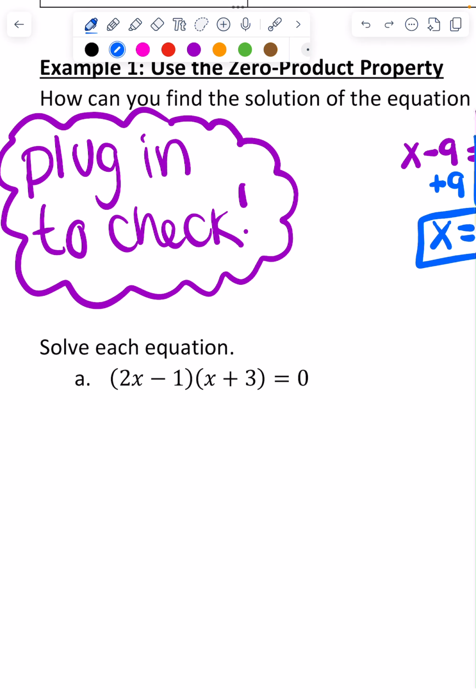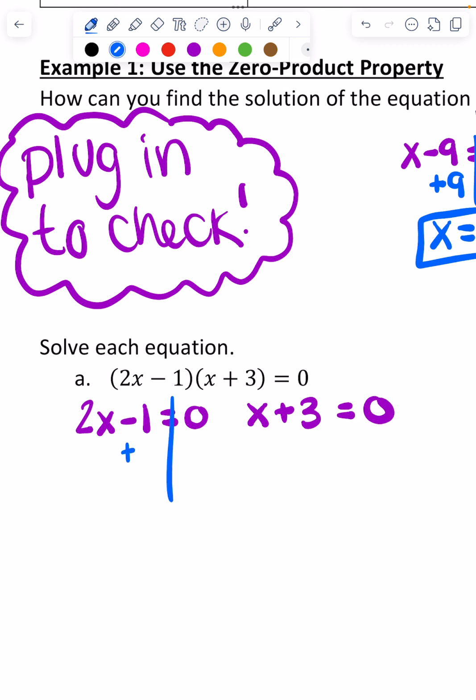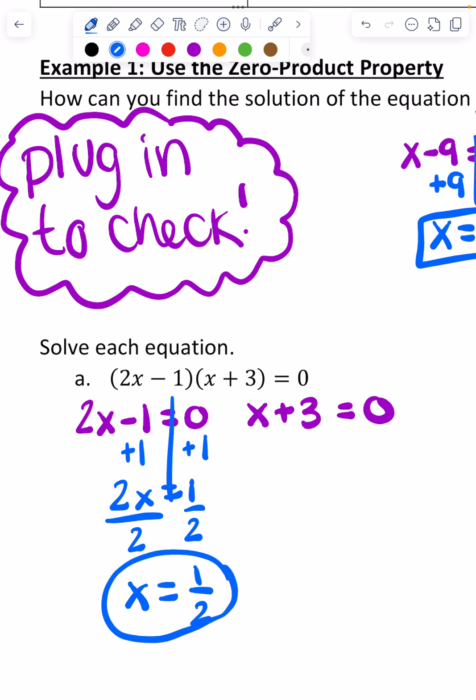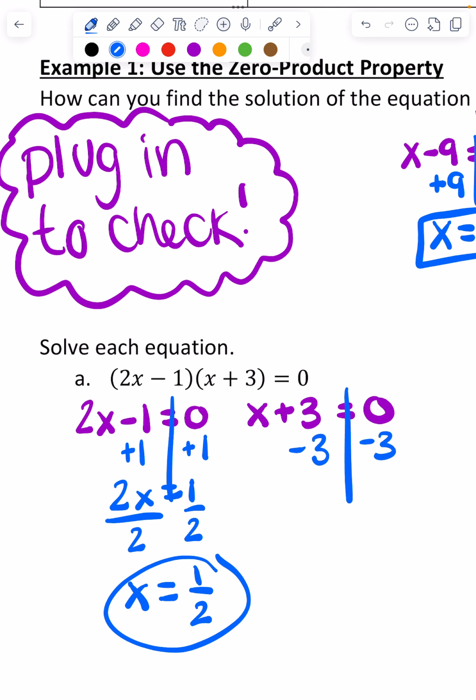All right, zero product property means that we take each of our factors and we set them equal to 0. We're going to set them each equal to 0, and our goal is to solve for x. We should be getting two answers. All right, first one, x equals 1/2. And second one, x equals negative 3.